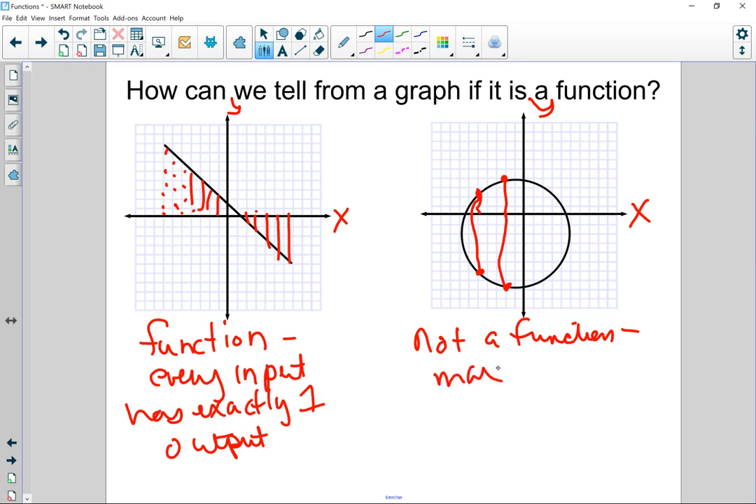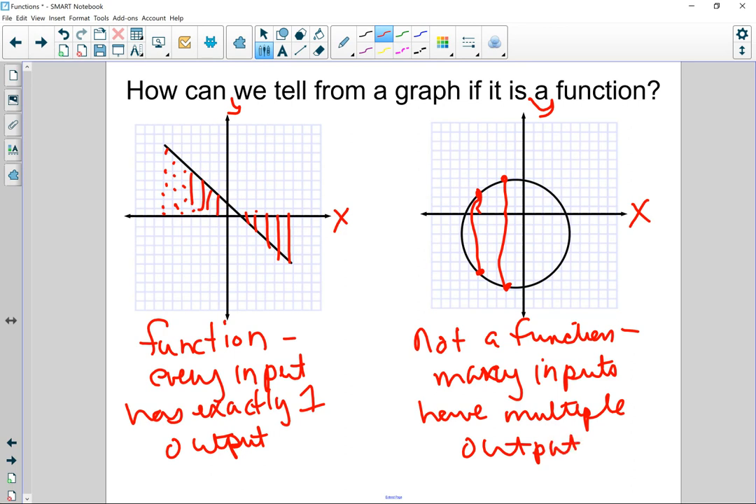Many inputs have multiple outputs. I don't want to list them all, so I'm going to use many and multiple. Many inputs have multiple outputs. That way I don't have to list every single one of them.